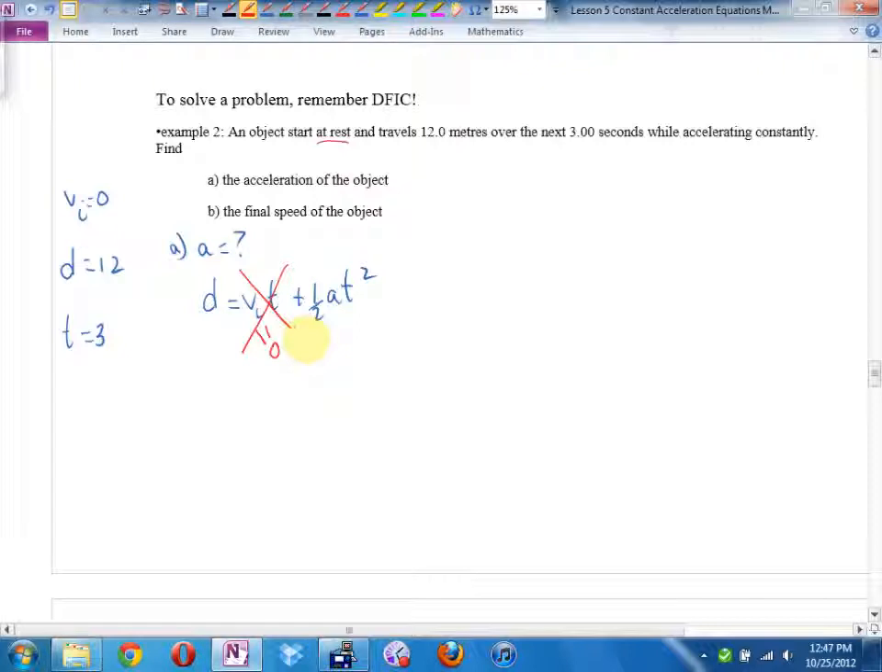That won't happen all the time, but zeros are nice. It'll happen often. When will we have zeros? If you're starting out at rest, your initial velocity will be 0. If you're coming to a stop, your final velocity will be. Or if you're starting on the ground, your initial distance will be. So they show up quite often. Keep an eye out for them. So my new equation looks like this.